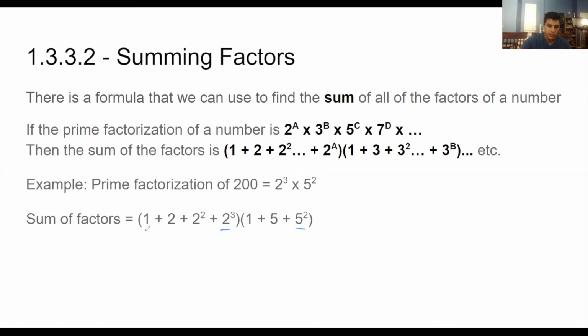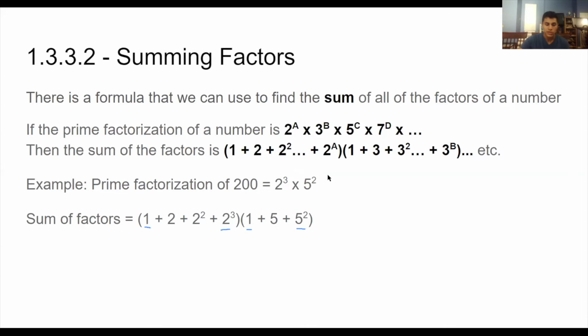And I start with whatever that number is, whatever my prime factor is, to the power of 0, which will always be 1. So here, if you want to think about it this way, I'm adding 2 to the 0 plus 2 to the 1 plus 2 to the 2 plus 2 to the 3. And then multiplying that by 5 to the 0 plus 5 to the 1 plus 5 to the 2.